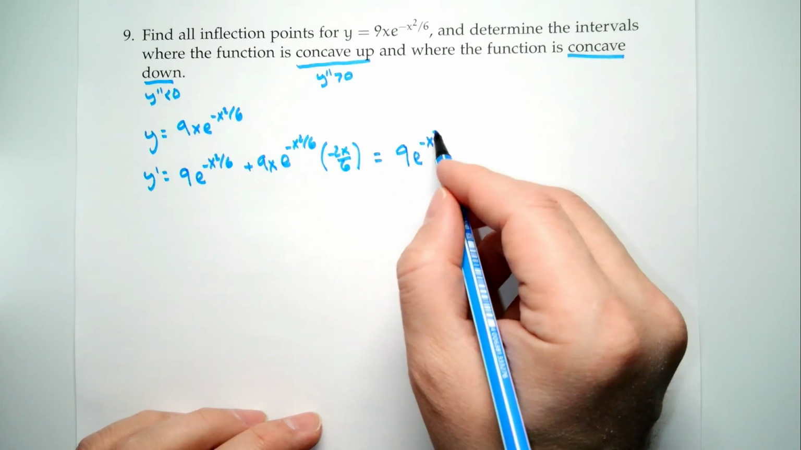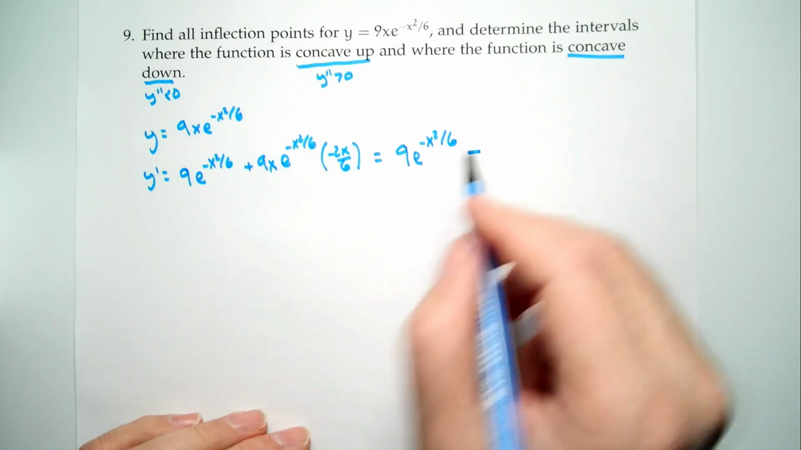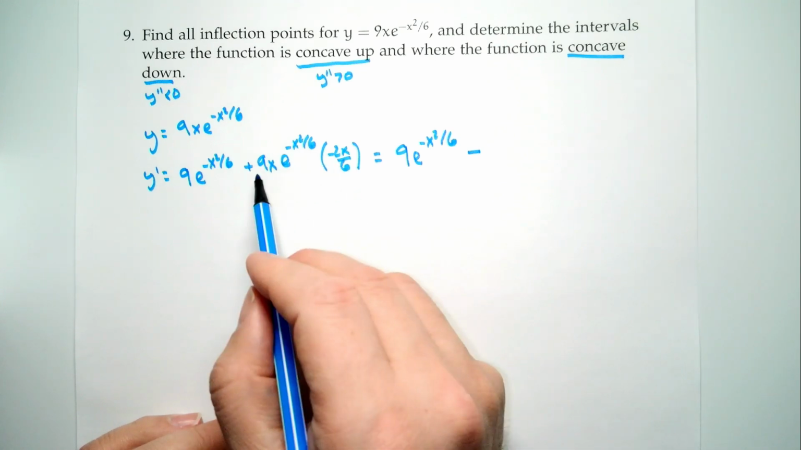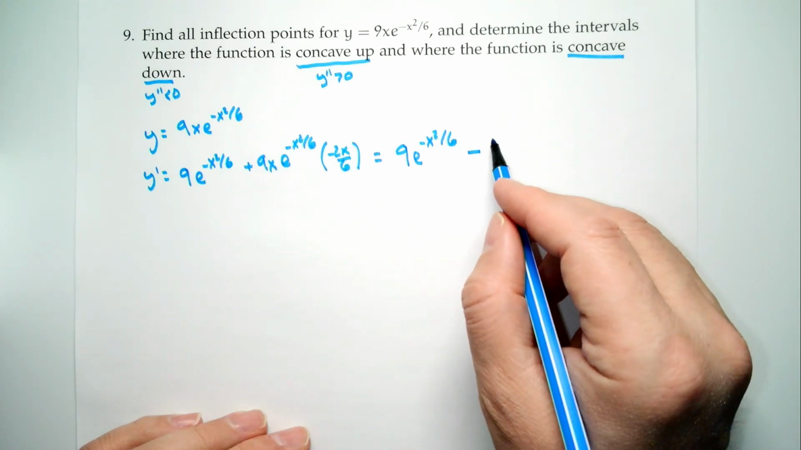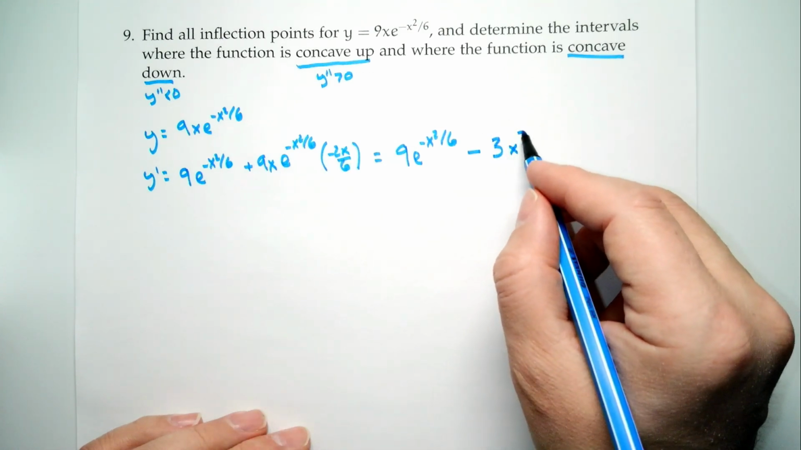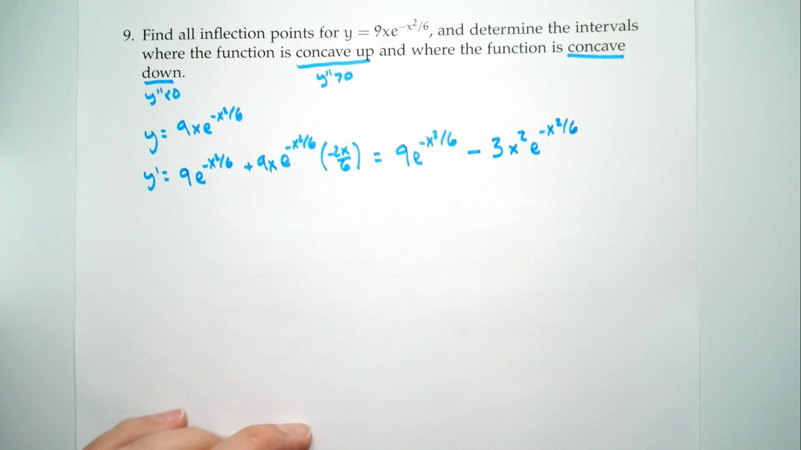we get 9 e to the minus x squared over 6 is the first term. Plus and a minus means this is a minus. Now notice the 2 over 6 becomes a third. And there's a 9, so that leaves us with the 3. And there's an x and an x, so that's an x squared e to the minus x squared over 6. Okay, that's going to be a little bit more simple to work with.